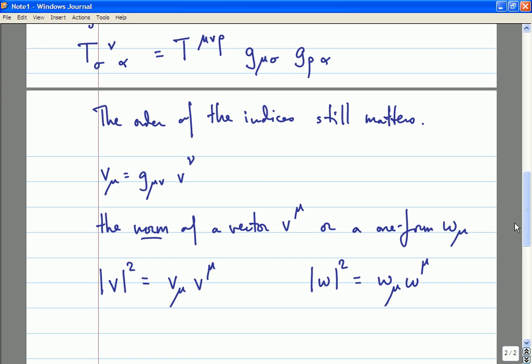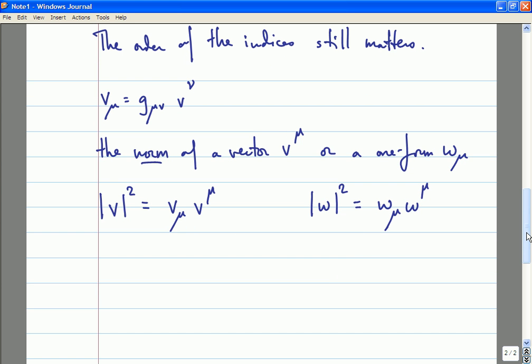Now, there is one important difference, however, with the case with which you are familiar, that of vector calculus. So remember, in vector calculus, the norm of a vector is always positive. But that is no longer true in general relativity, because space-time has a time-like direction. It has signature minus plus plus plus. So that means that v squared might be zero or negative.